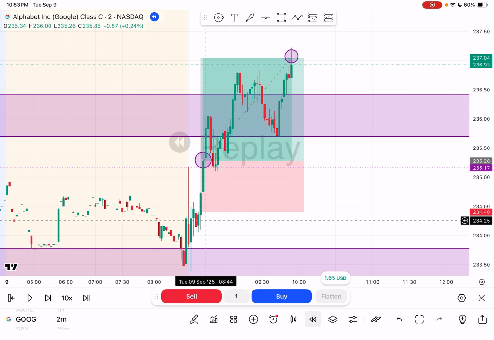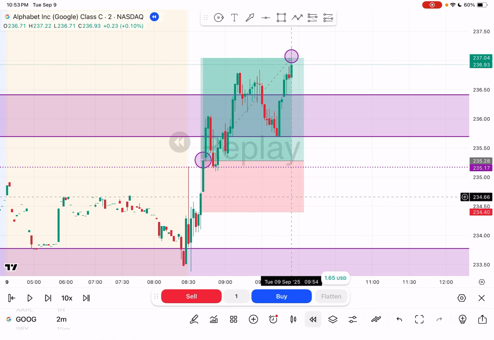I was in this trade from 8:42 to 9:54, almost an hour. That's terrible. I was in it for what, 20 minutes plus. I was in this for an hour. That's crazy. Was I really? Dang. But yeah, that's the trade.